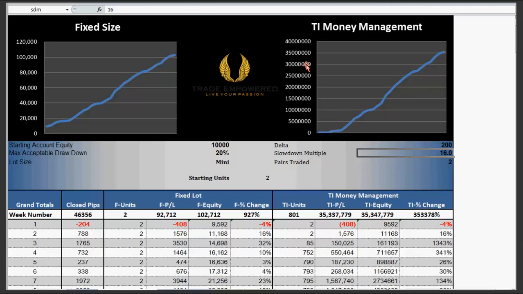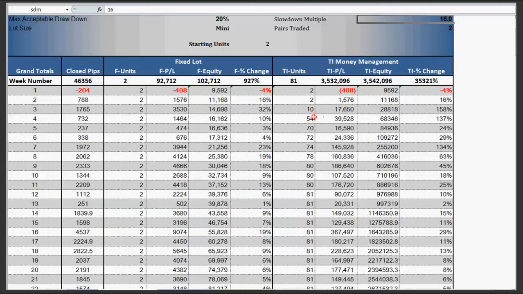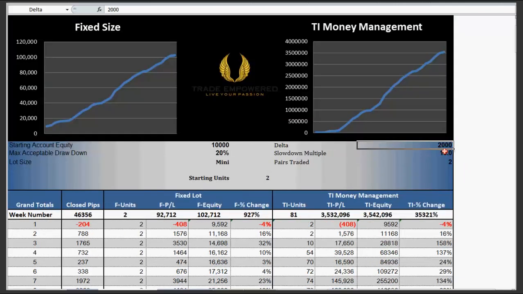So we got $350 million in profit. Now, if I change this to a $2,000 delta, it drops to 3.5. So a significant decrease there, and look at what happens to the way we increase our position size. It increases much slower because it's taking us a lot more time to increase our position sizes. Everybody get that? So instead of increasing every $200, we're increasing every $2,000.